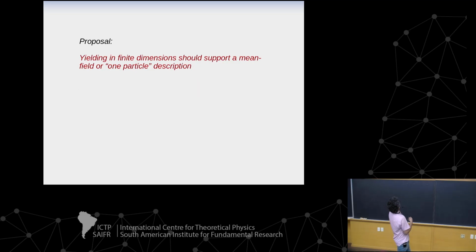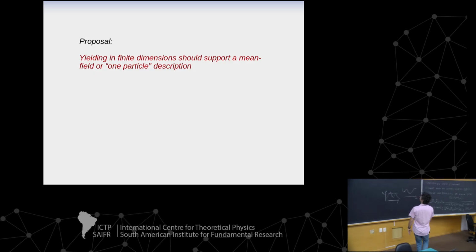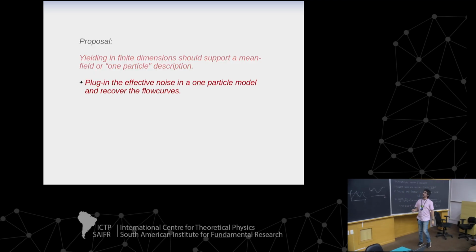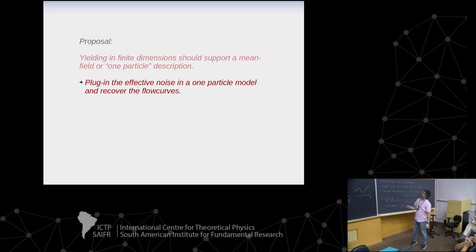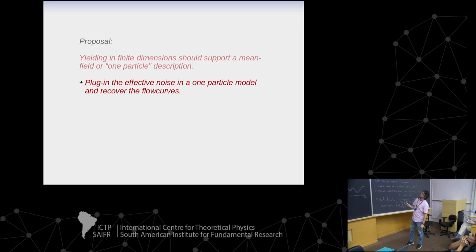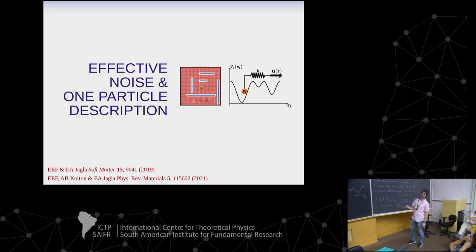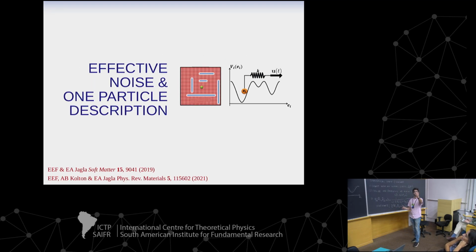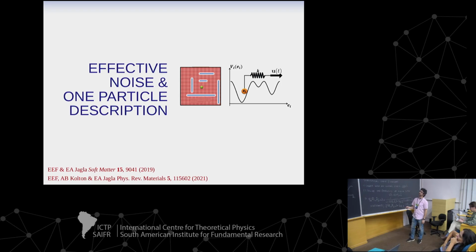So, the proposal is that yielding in finite dimensions should support a mean field or one particle description. The idea is to plug the effective noise into a one particle model and recover the flow curve. We don't know how to do FRG, but we can measure this disorder and then do another simulation with the one particle and this disorder.